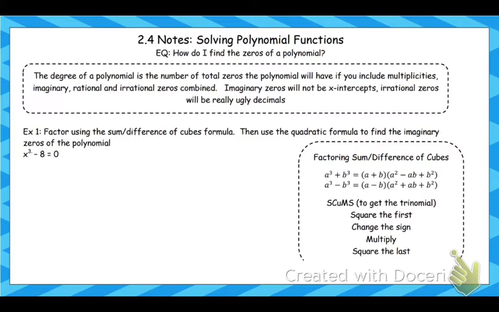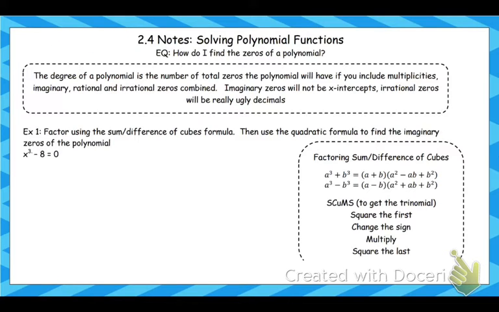Now, one thing to keep in mind that's going to be helpful for us to know is that the degree of that polynomial is the same as the total number of zeros. So, for example, if I have a polynomial that's a third degree, that graph is going to have 3 zeros. If it's a fourth degree, it's going to have 4 zeros.